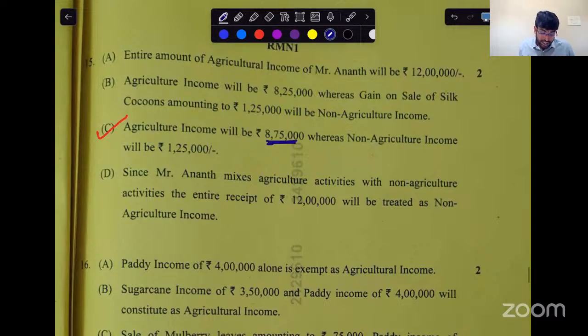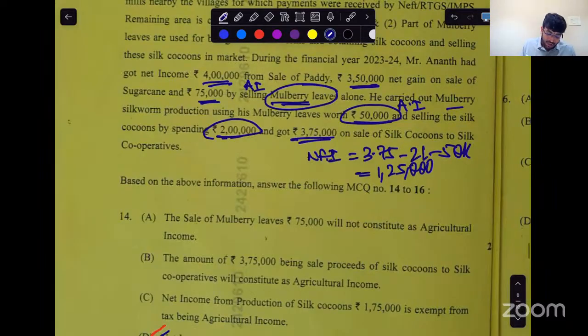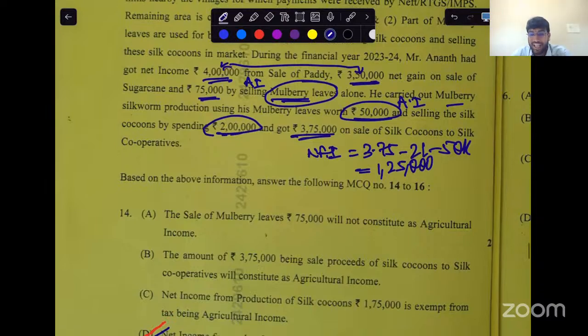Next. 16th one, paddy income 4 lakhs, sugar cane of 3,50,000 and mulberry leaves 125. All will constitute agricultural income. So that way, this has been a very, very scoring paper, my dear friends. That is what you have to understand very clearly. I hope we are getting clarity on this point.